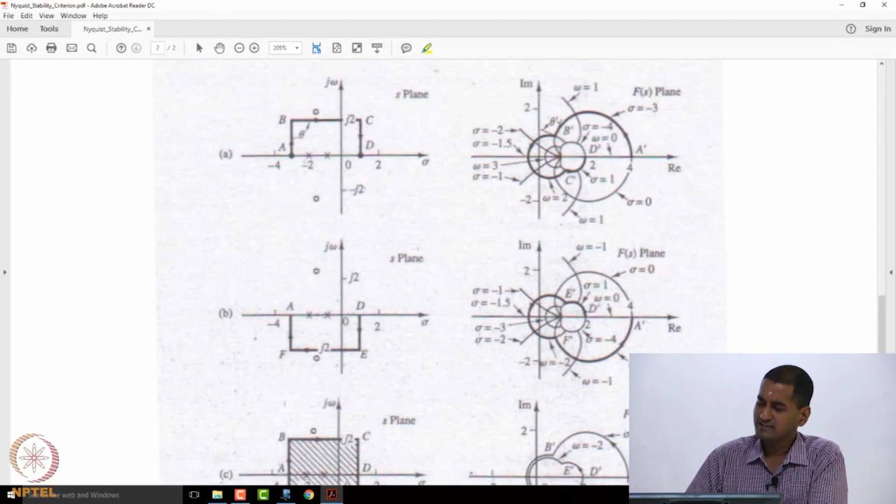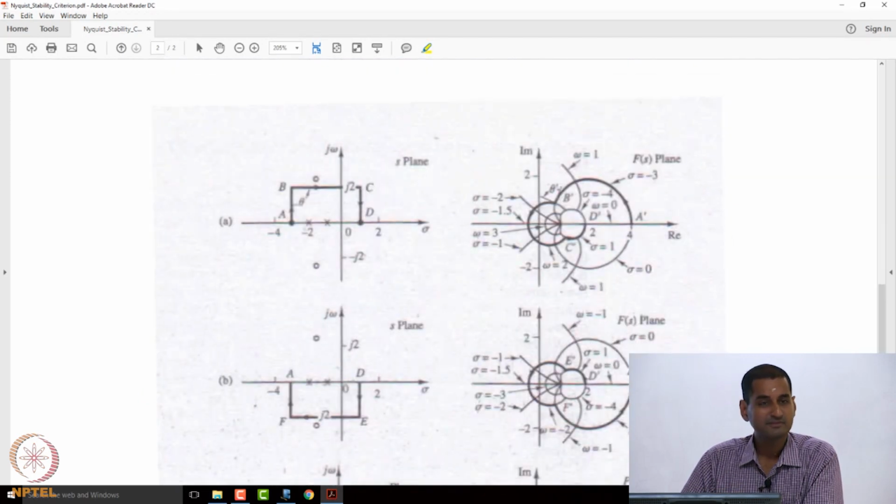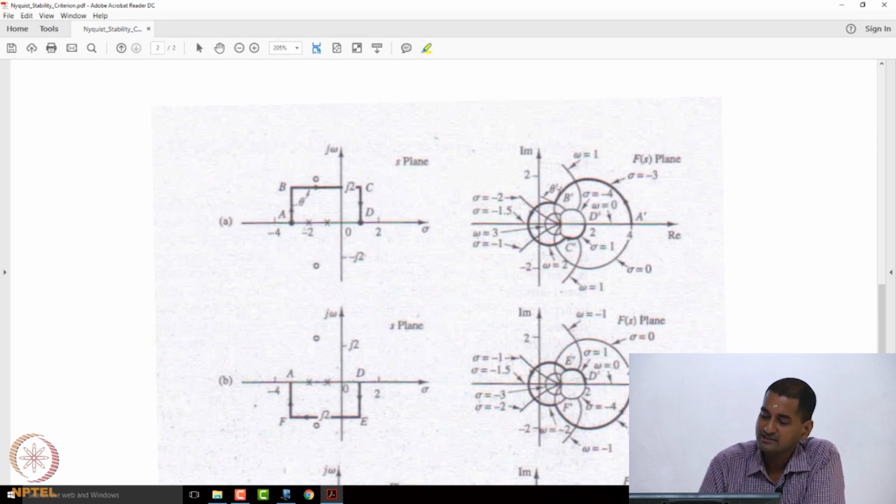Anyway, of course I had given the reference as Ogata, so this example has been taken from that book. If you look at the first figure, where can you see the 2 poles? The 2 poles are at minus 2 and minus 1, so we already know that, and the 2 zeros are at our complex conjugate at these points.